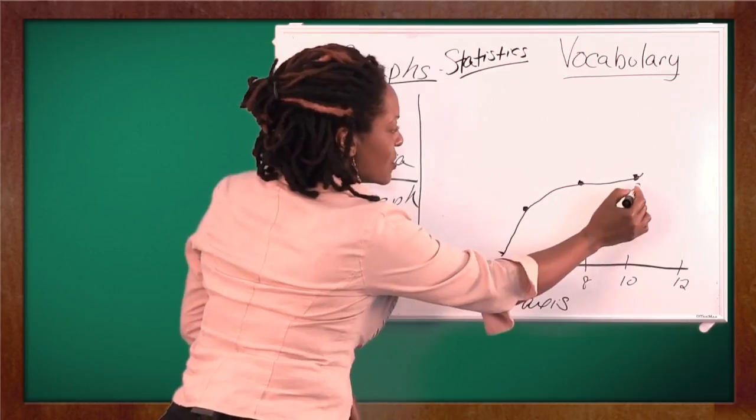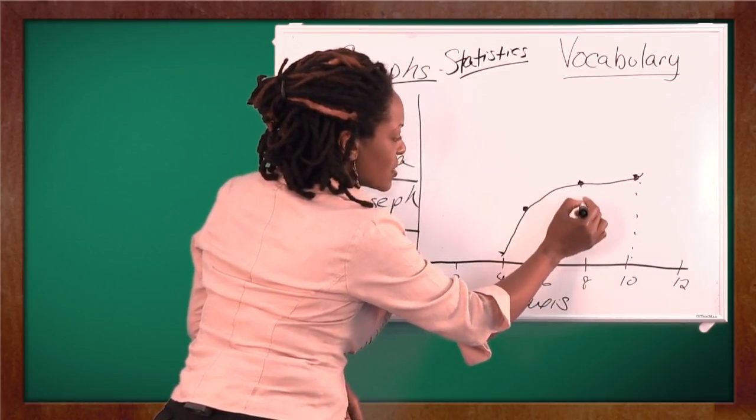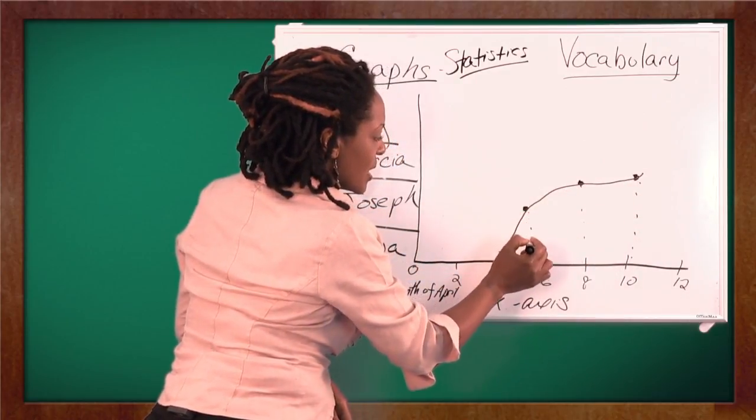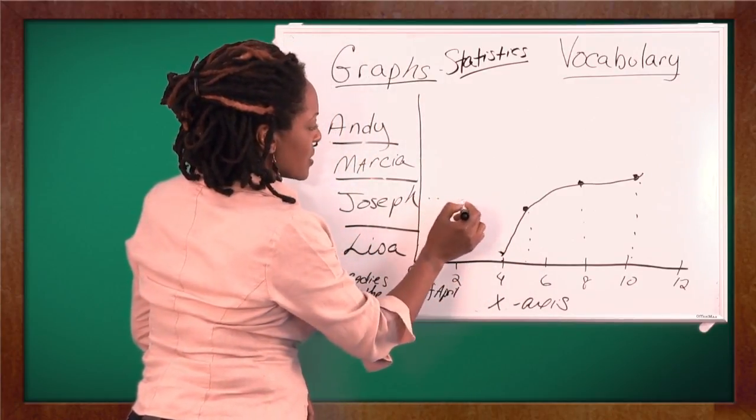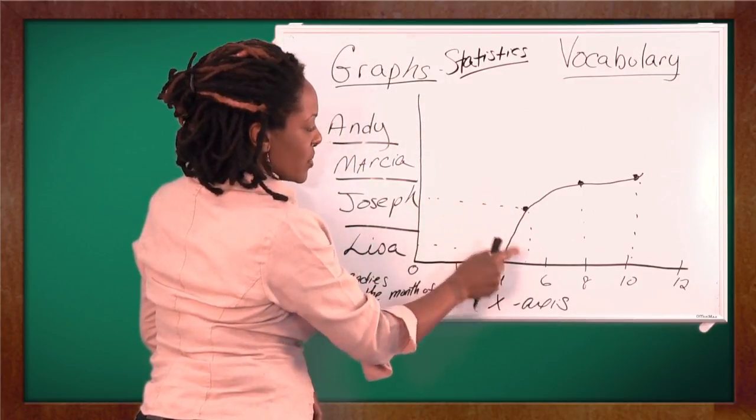And again, I didn't do the dotted lines this time, but you can also do it to make sure you're in line with your number line. And you can again always bring it across and see where the points meet.